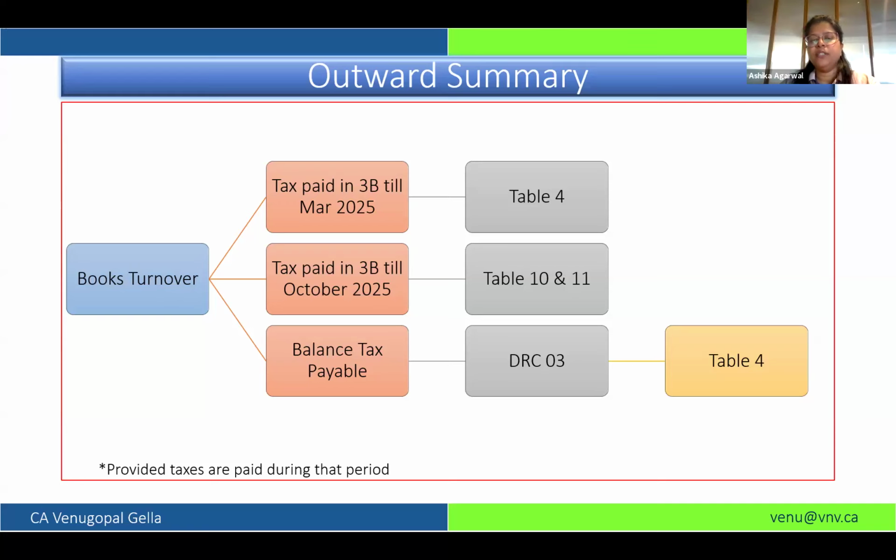If you are paying through DRC03, then it will again form part of table 4 and not table 10 and 11. Even though you are paying now, as the liability is discharged by selecting DRC03 of 24-25, it will be reported in table 4. So it's just a correlation to explain how the tax payment will decide your reporting in GSTR 9.